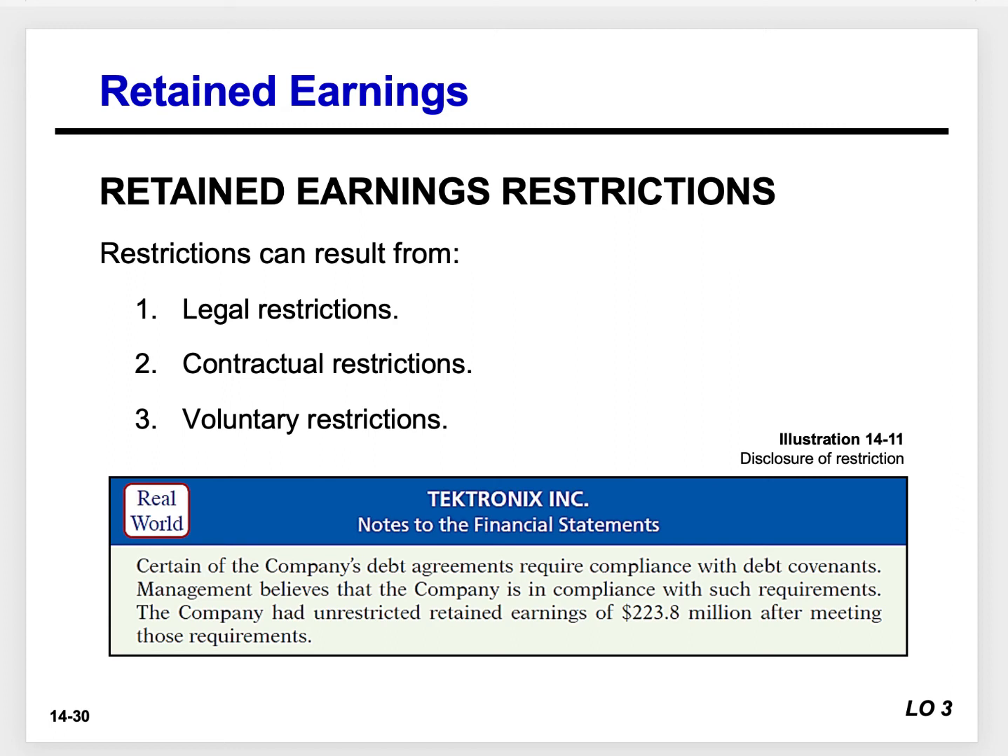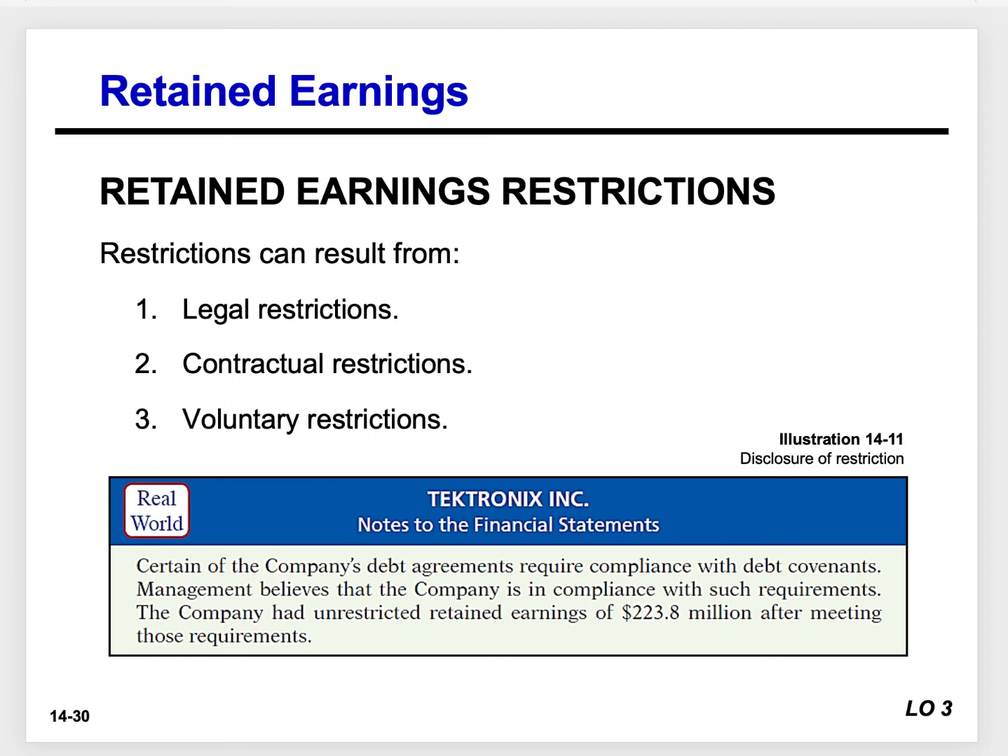And it says here that certain of the company's debt agreements require compliance with debt covenants, which I mentioned earlier. Management believes that the company is in compliance with such requirements. The company had unrestricted retained earnings of $223.8 million after meeting those requirements. Okay, so when you read this, what are we getting from this? Well, we're getting information, obviously, but we've got to decipher that information.